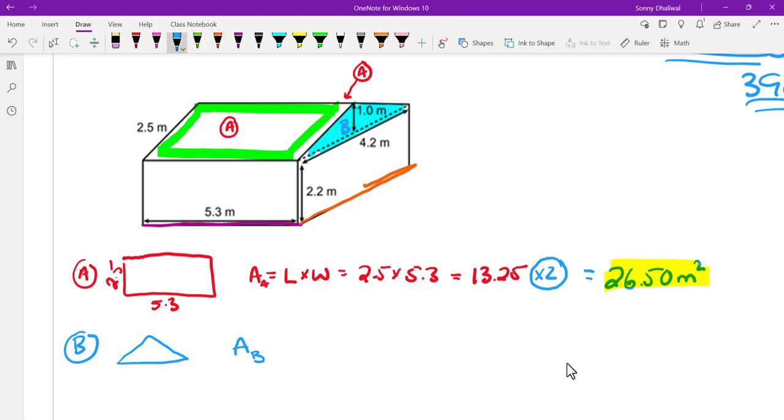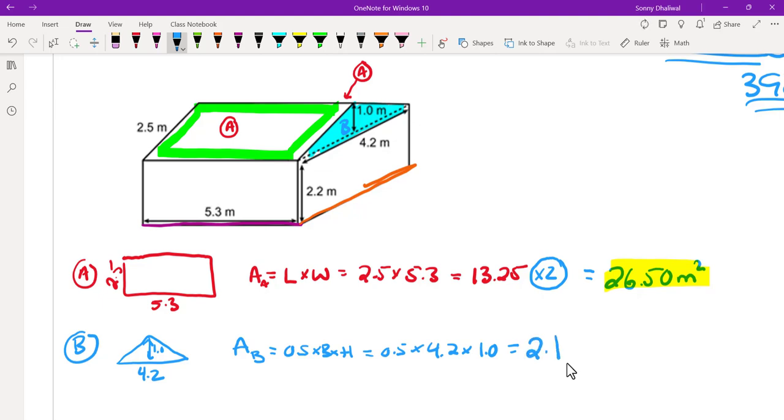The base is 4.2 and the height is 1.1. So the base is the distance going along the bottom, and the height is the distance going up, and our formula is 0.5 times base times height. So you have 0.5 times 4.2 times 1.0. Wouldn't that just equal 4.2? It would not equal 4.2. It would be half of 4.2, so 2.1.